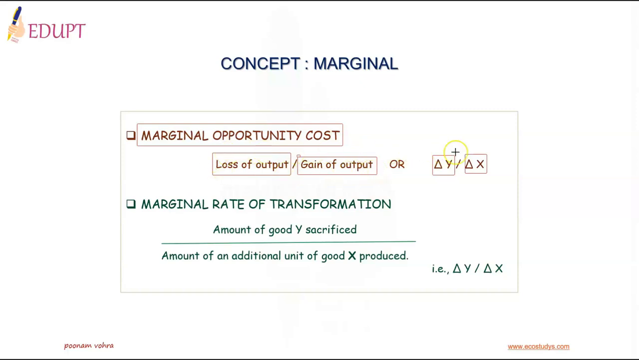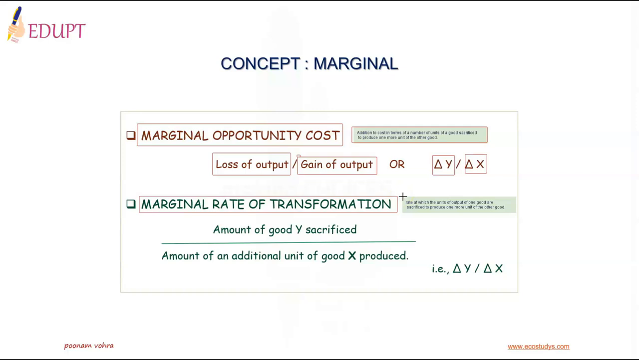This is called the rate of sacrifice. So marginal opportunity cost is defined as the addition to the cost in terms of the number of units of a good sacrificed to produce one more unit of the other good. Marginal rate of transformation is the rate at which units of output of one good are sacrificed to produce one more unit of the other good. So it is the ratio of one good that is sacrificed to produce an additional unit of the other good.